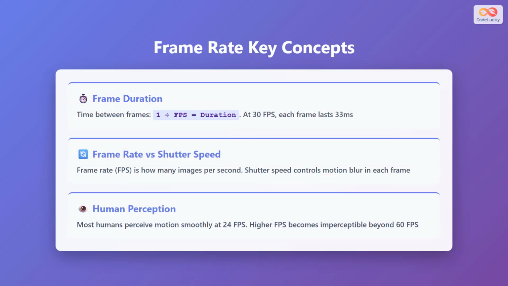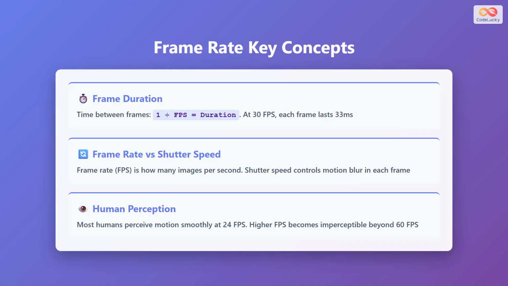Frame duration is the time between individual frames. You calculate it by dividing one by the FPS value. At 30 FPS, each frame lasts 33 milliseconds. Frame rate and shutter speed are different concepts. Frame rate tells you how many images display per second, while shutter speed controls the amount of motion blur captured in each individual frame.